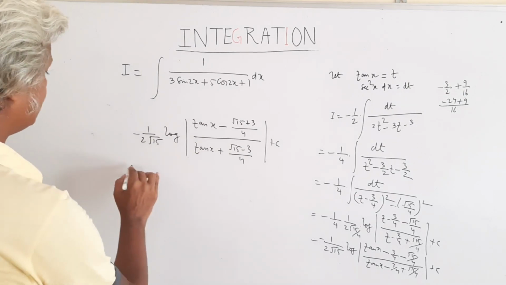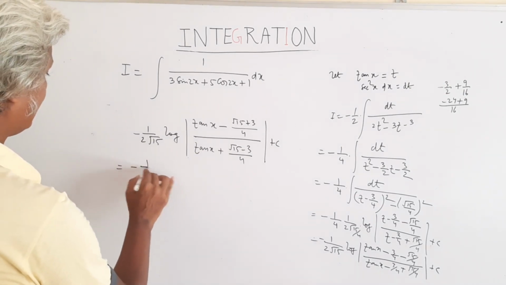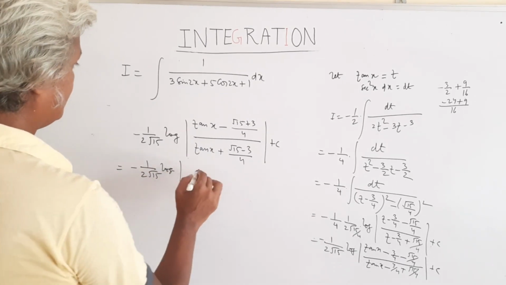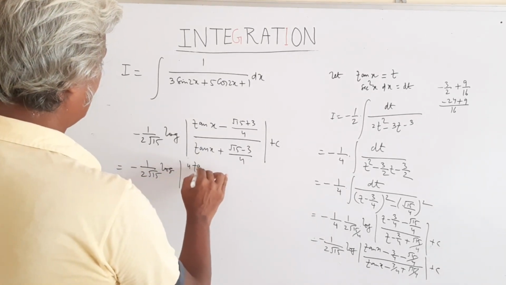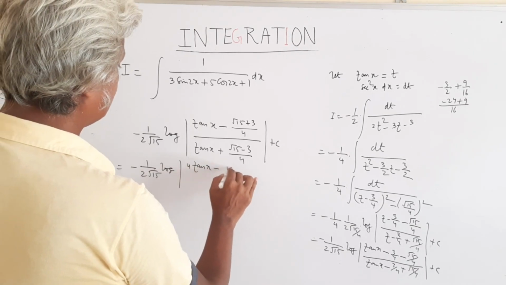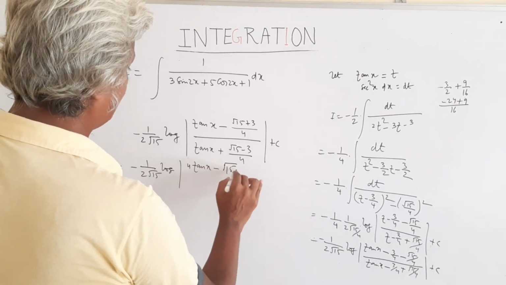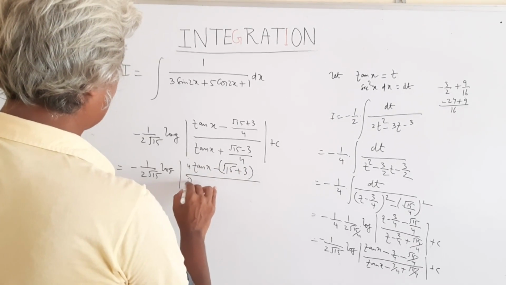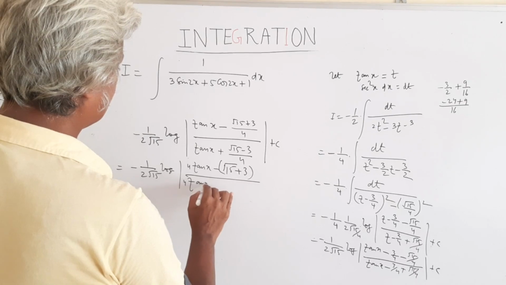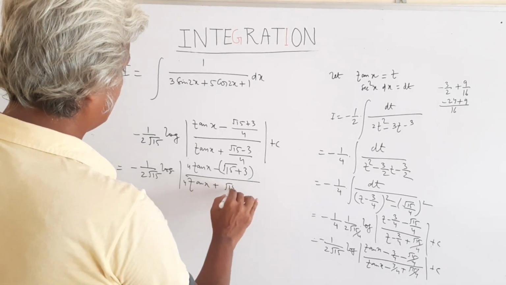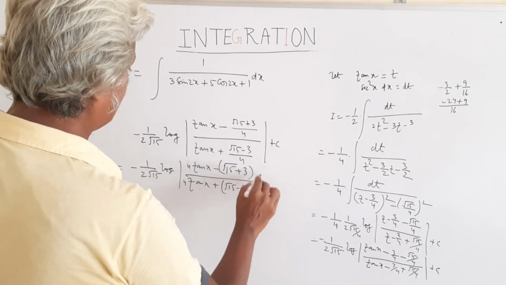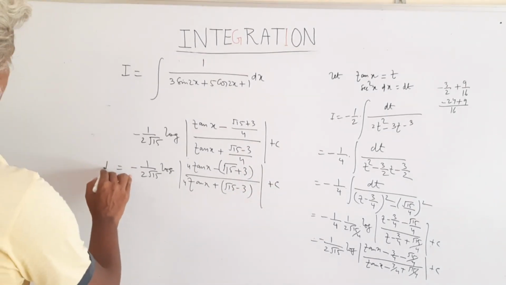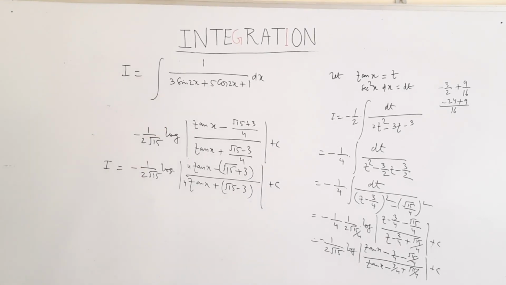So if you take the LCM, so minus 1 by 2 root 15 log mod 4 tan x minus root 15 plus 3, upon 4 tan x plus under root 15 minus 3, and plus c. So this is your final answer for this particular question.